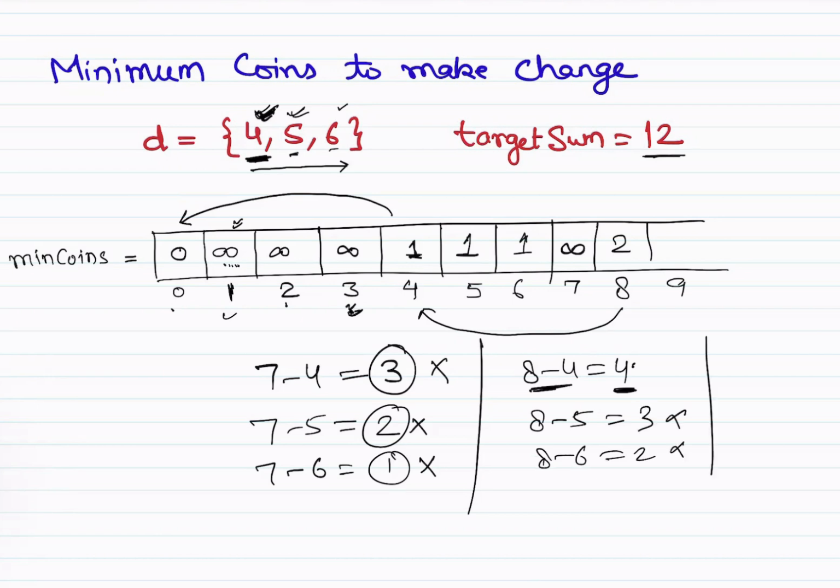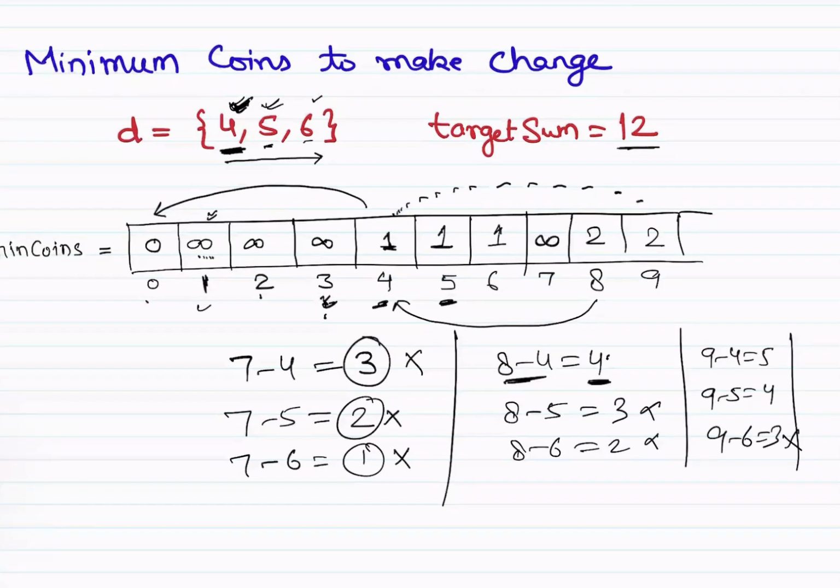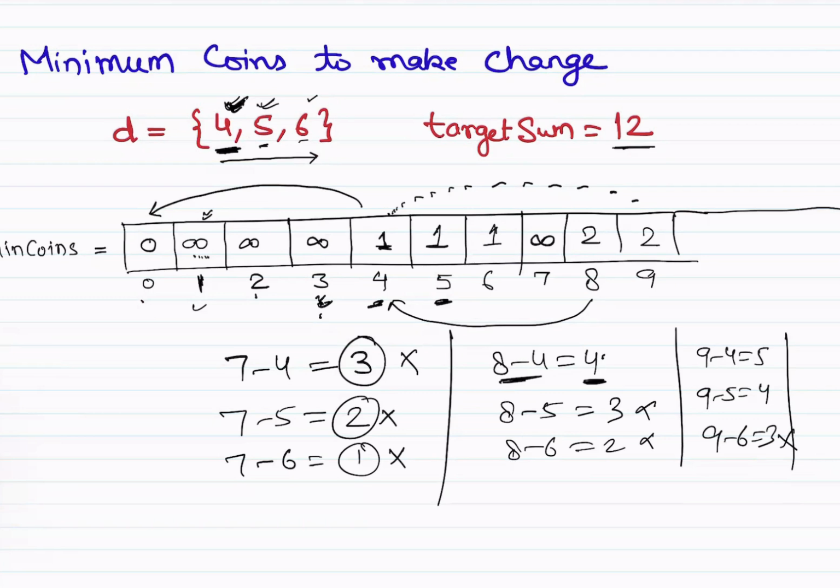Same way, let's go to 9. 9 minus 4 is 5. You know the change for 5 rupees can be made with 1 coin. So for 9 minus 4, it will be 2. Same way, 9 minus 5 is 4. Change of 4 can also be made with 1 coin. So 1 plus 1 only. We already have a better answer. Then 9 minus 6 is 3. 3 gives us infinite, so not possible. If we continue going like this up to 12, we would get better clarity on how we are building the answer. This is just giving us the intuition.